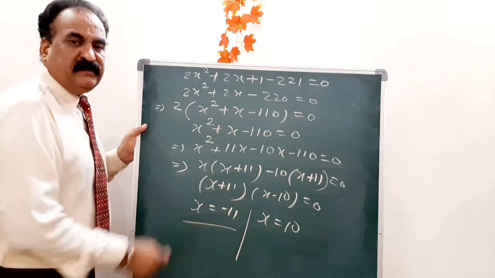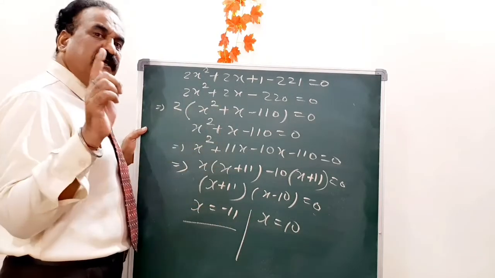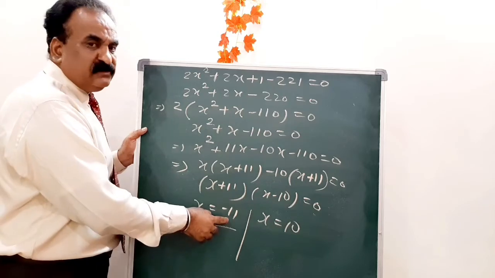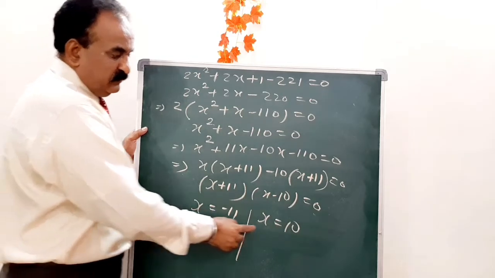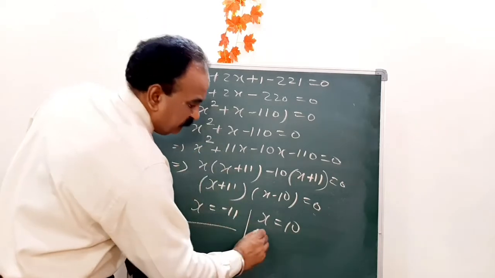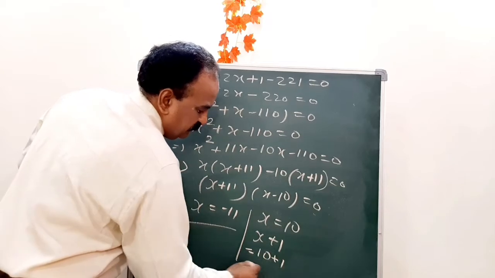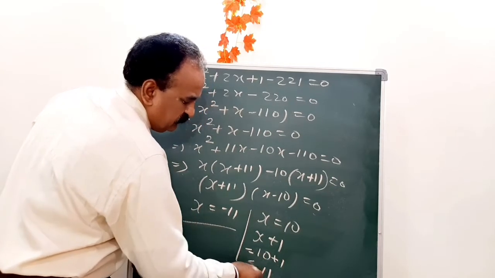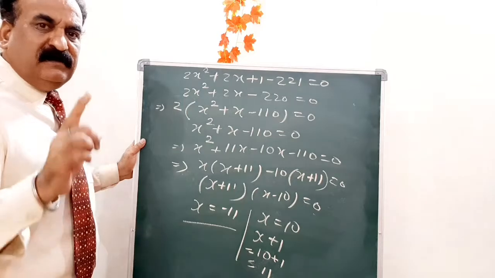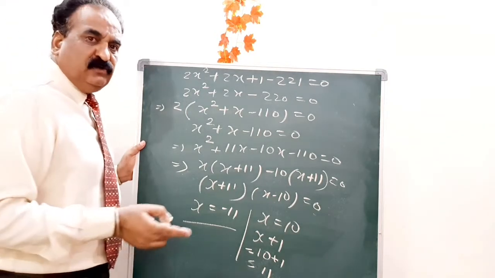This number you cannot take because this is a negative number, and according to the question you want the natural number. And minus 11 is not a natural number. It is an integer. It means x is equal to 10. If x is equal to 10, then the other number will be x plus 1. It means 10 plus 1 is equal to 11. It means what are the two numbers? 10 and 11. I hope this is clear to you.